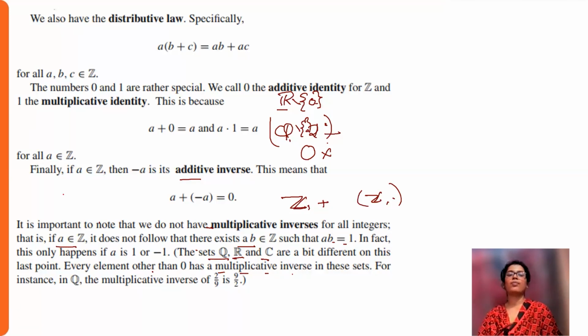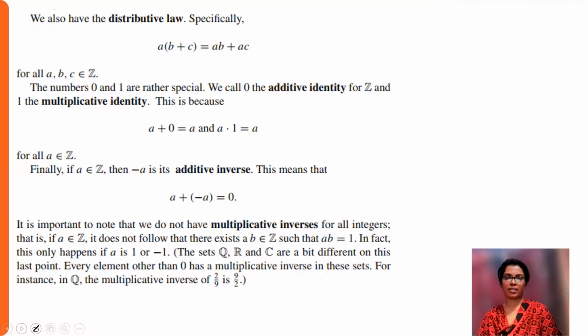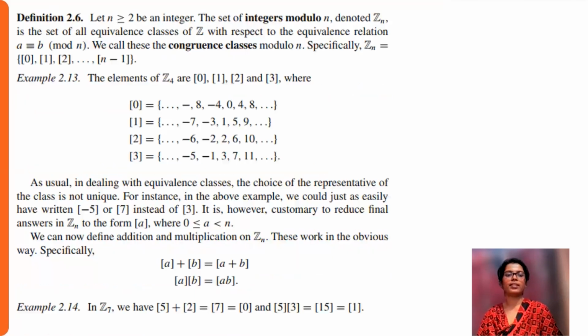So this is the most important example, our most fundamental example in group theory. Let's move to the next one. First we need to understand what is meant by integers modulo n, or congruence classes. For that, let us take n, which is an integer greater than or equal to 2. The set of integers modulo n is denoted by Zn, which is what?